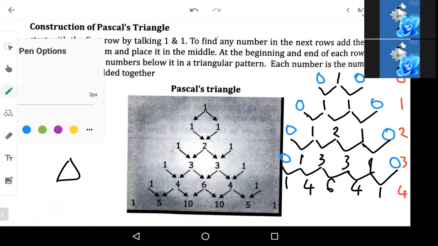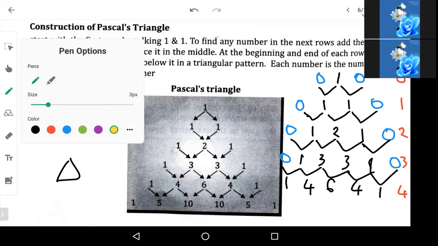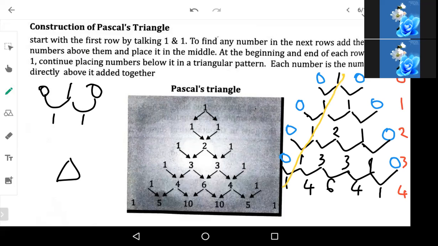Now, if you see these numbers, they form a triangle. So if you look at all the ones, when I join all of them like this, they will form a triangle. So that is why it is called Pascal's triangle. Pascal is the person who gave this, and it is in the form of a triangle. So that's why it's called Pascal triangle. Did you understand the Pascal triangle? Please leave your response in the chat box for everyone.